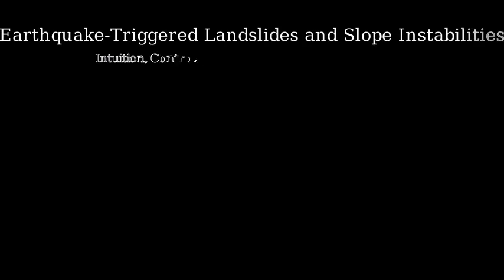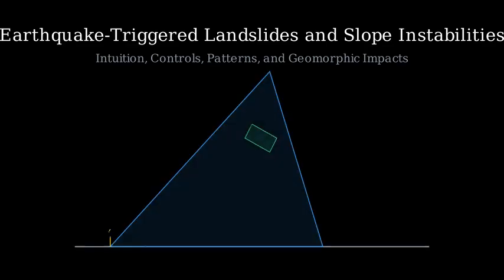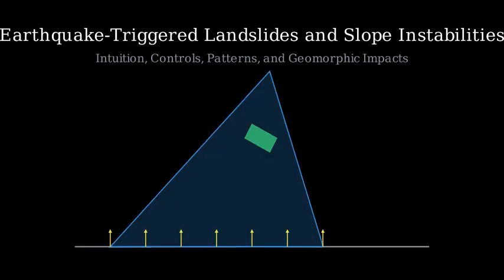In this lesson, we build an intuitive visual understanding of earthquake-triggered landslides and slope instabilities. When mountains shake, slopes can fail in many different ways, moving huge amounts of rock and soil downslope. We'll see what triggers them, where they happen, which kinds we get, and how they reshape the landscape during and after big earthquakes.